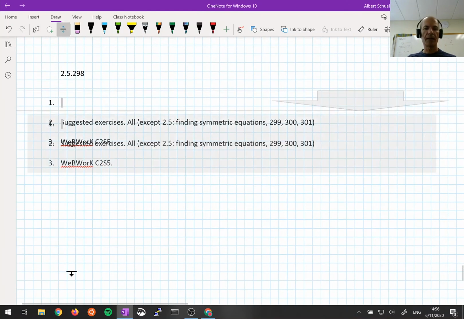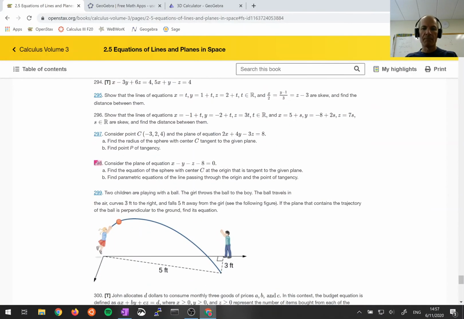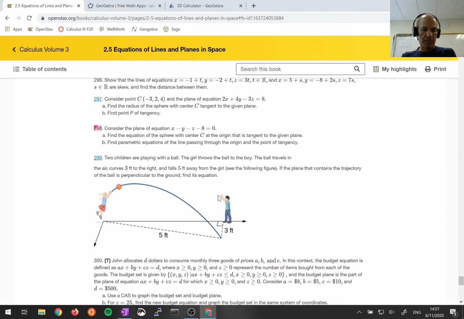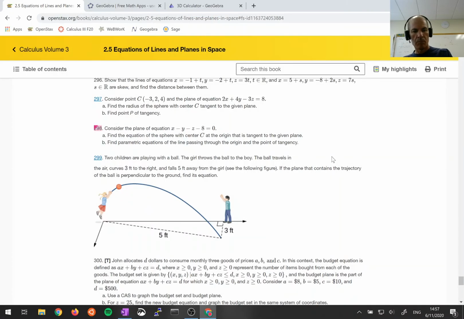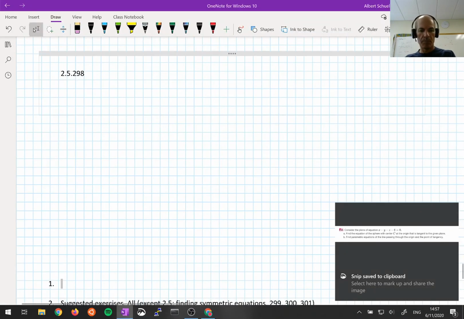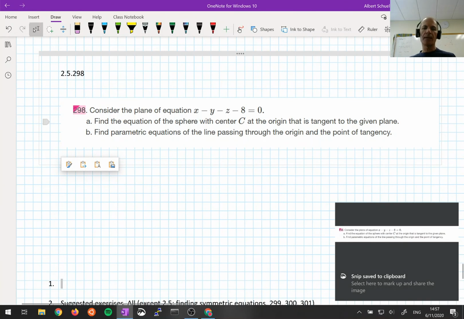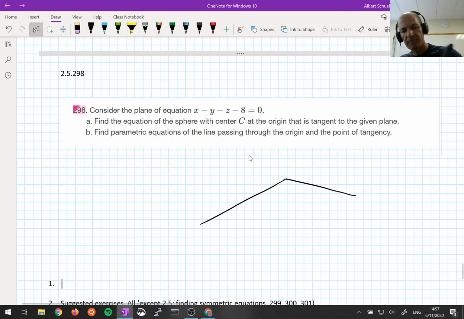298. So in 298, we have a plane with this equation, and we want to find the equation of the sphere with center at the origin that is tangent to the plane. So I'm going to draw the plane again. Again, we're just drawing generic planes.